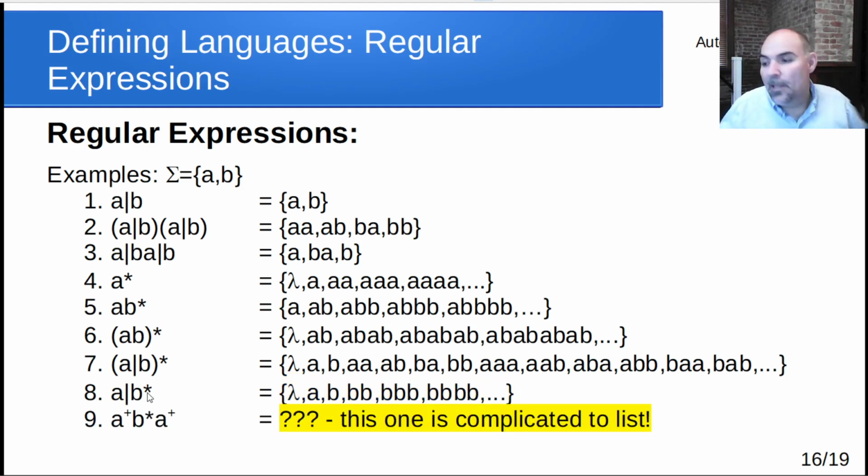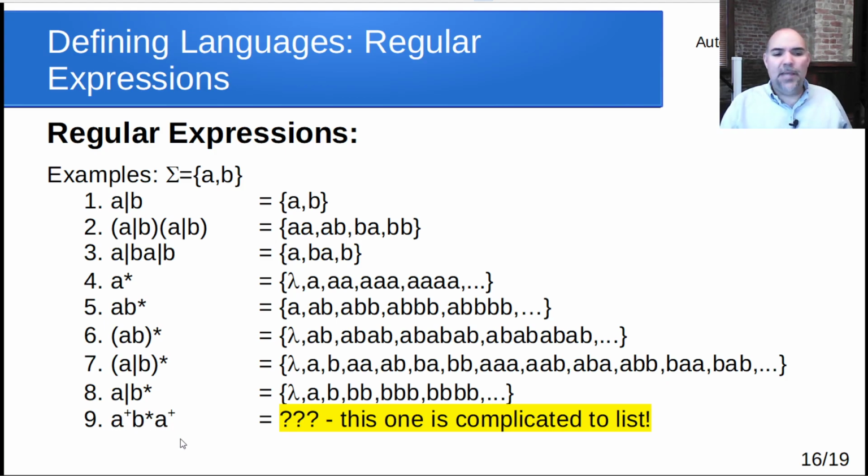Now this final one on the list is a little bit complicated to list out the elements of. This illustrates the power of regular expressions, because if you tried to list all of these out, notice I have 1 or more A's followed by 0 or more B's followed by 1 or more A's. If I tried to list those out, maybe the first one would be A, because A, no B's, and an A.